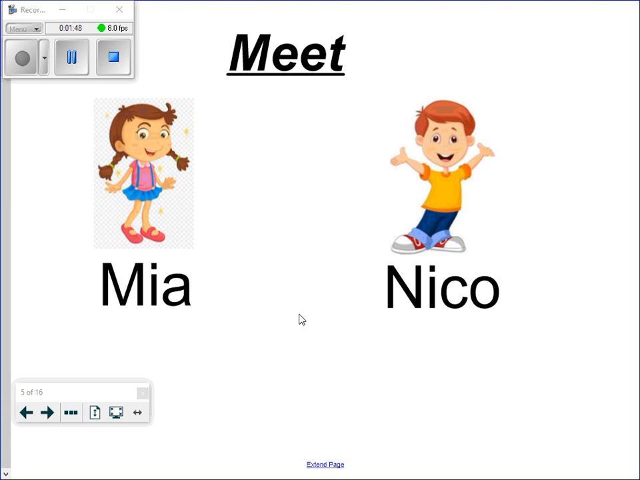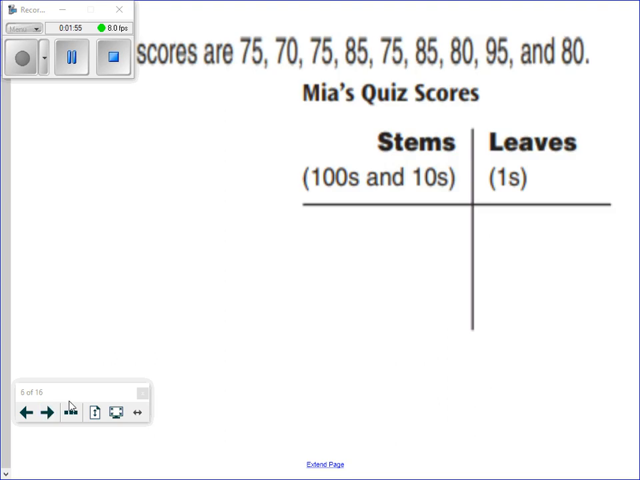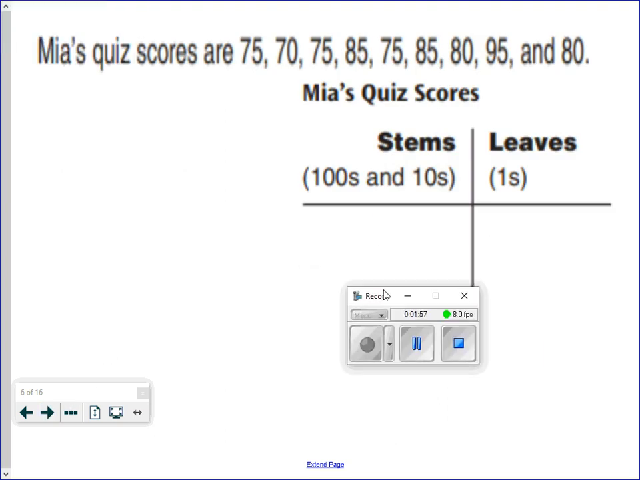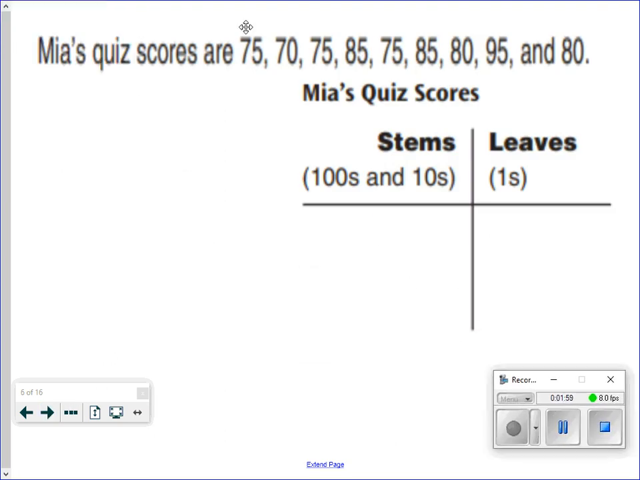We have two characters today. We've got Maya and we've got Nico. They both took some tests. We're going to see how they did. Here are Maya's quiz scores. We have a set of numbers here: 75, 70, 75, 85, 75, 85, 80, 95, and 80.